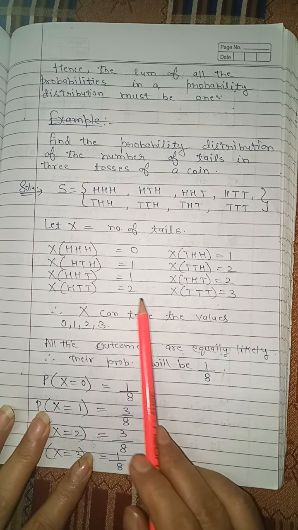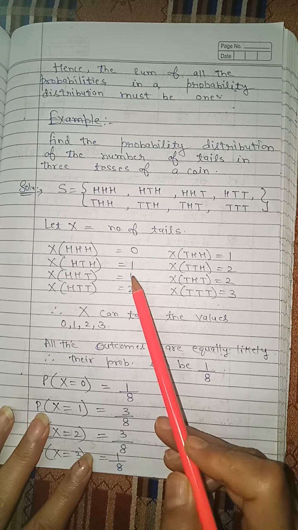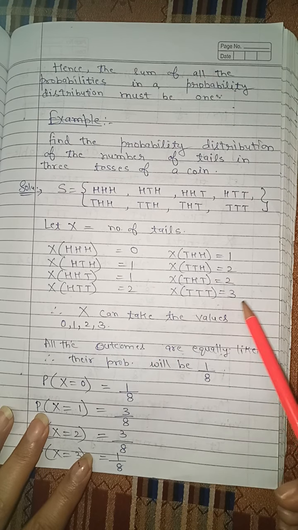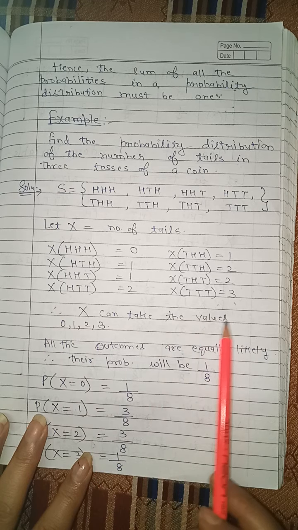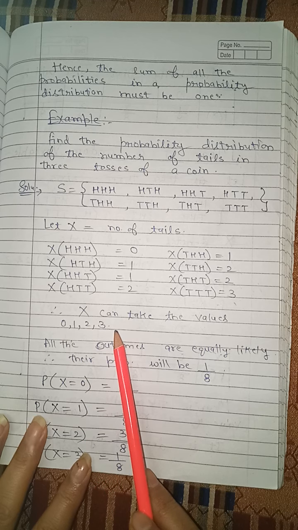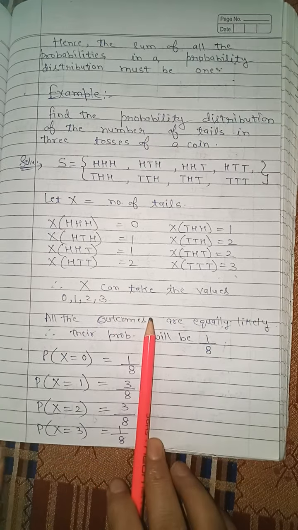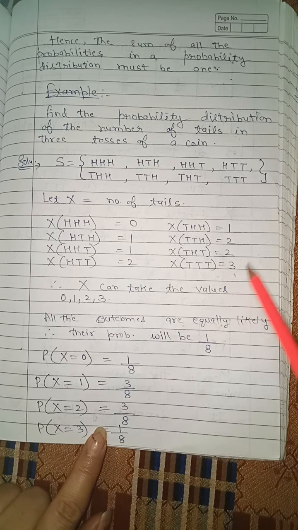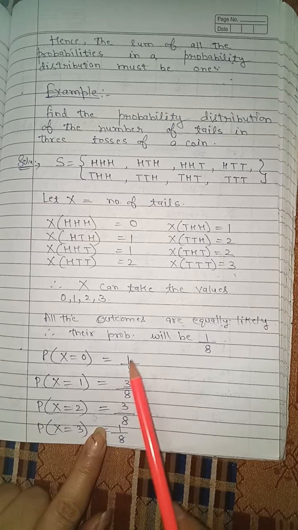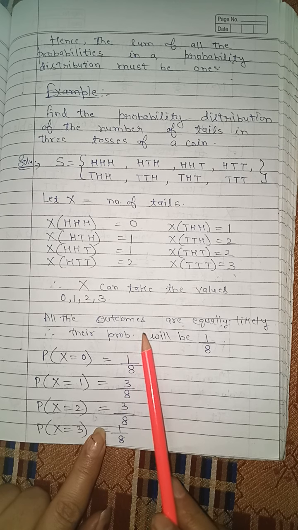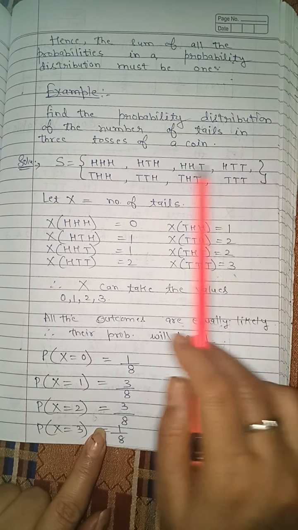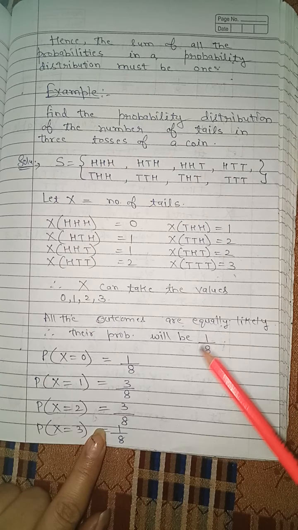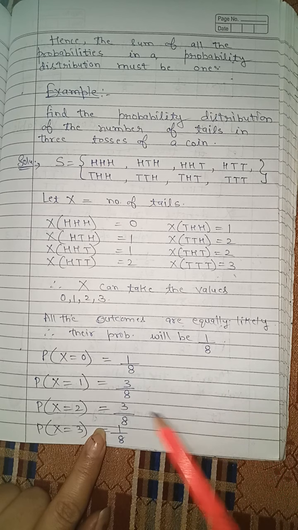Therefore X is taking only 4 values, which means X can take the values 0, 1, 2 and 3. Now we have to find the probability distribution, the probability of these numbers. Probability when X is equal to 0: how many times is 0 coming here? Only one time. So this will be 1 upon 8. And we are supposing that all these elements are equally likely events, so the probability of each will be 1 upon 8.